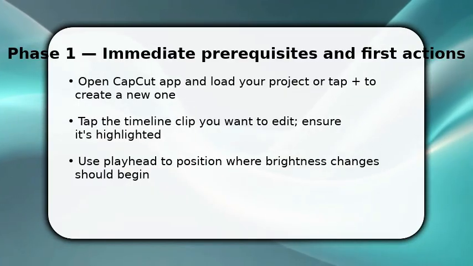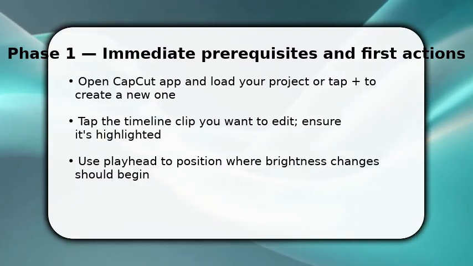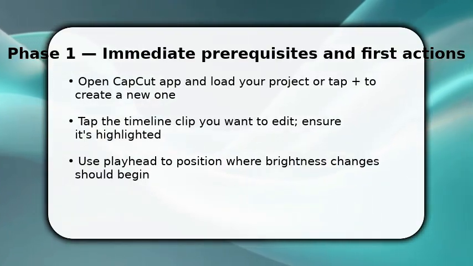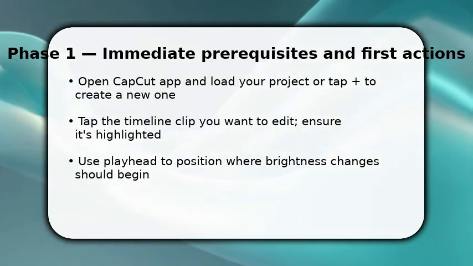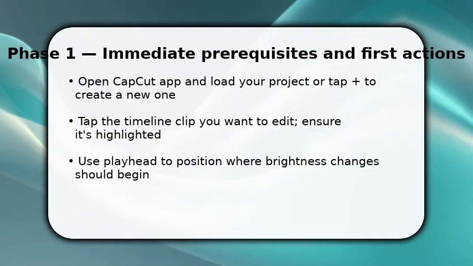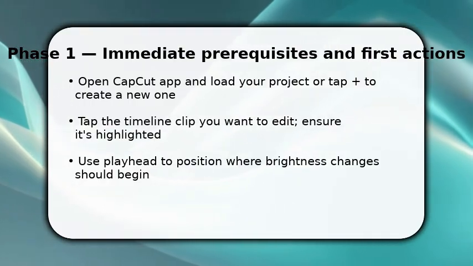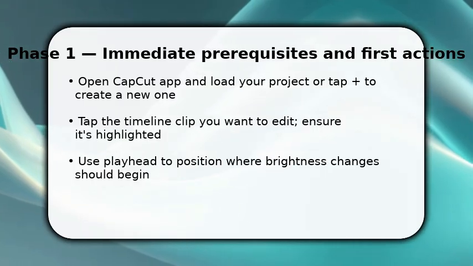You start by opening Capcut and loading the project that contains the footage you want to fix. Tap the clip on the timeline so it becomes active. This lets you access clip-specific controls. Once the clip is selected, move the playhead to the exact frame where you want the adjustment to start.